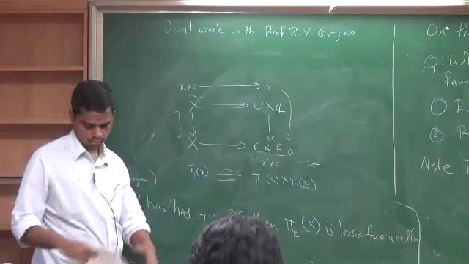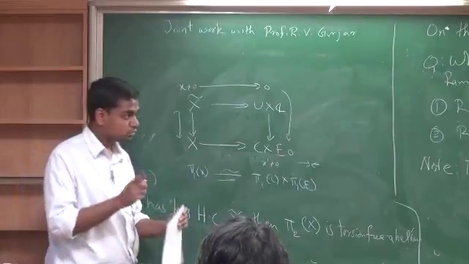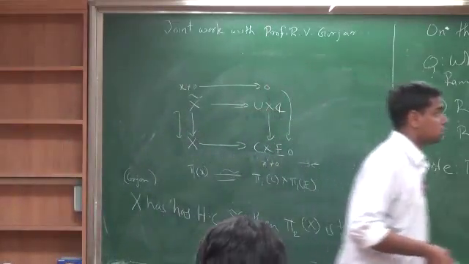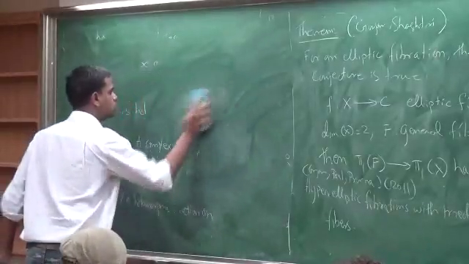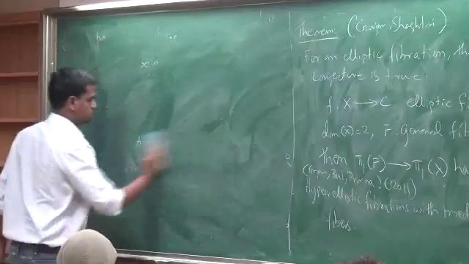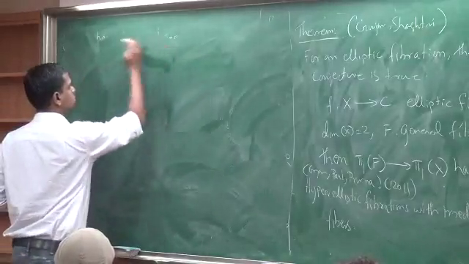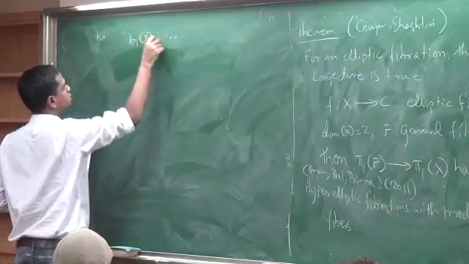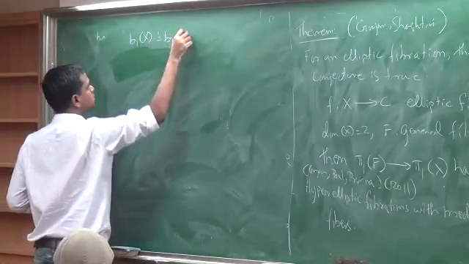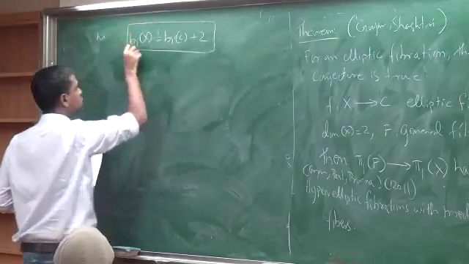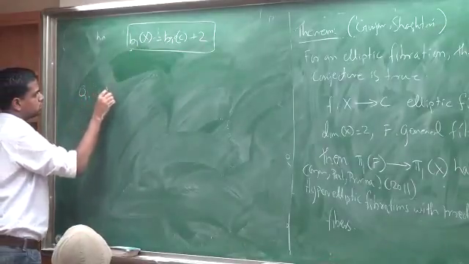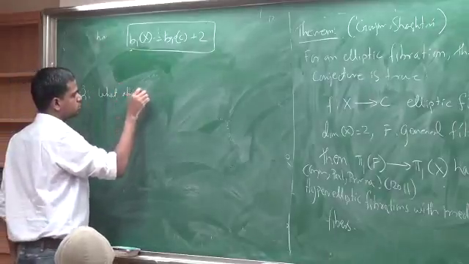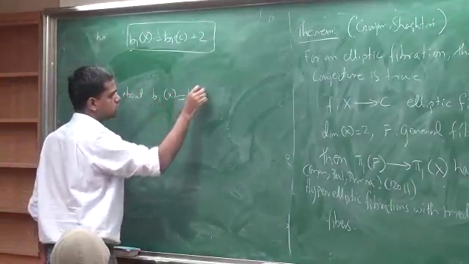Yes, I should comment on the first case. So whatever I said was about b1(X) equal to b1(C) plus 2. This was our assumption. Now the question is, what about b1(X) equal to b1(C)?